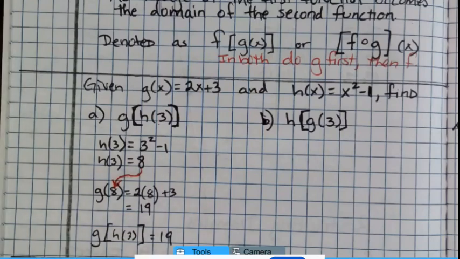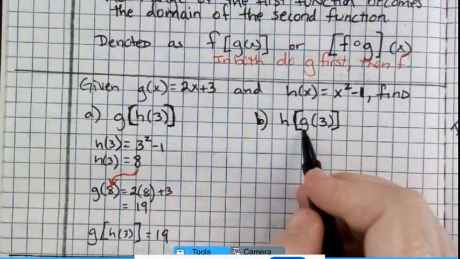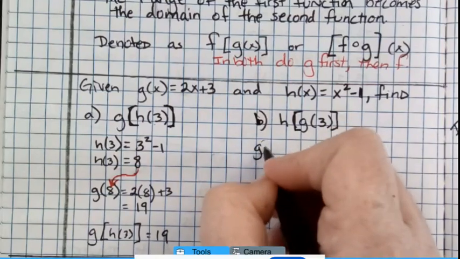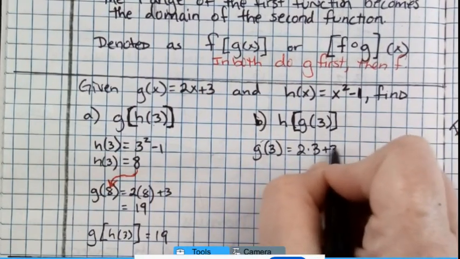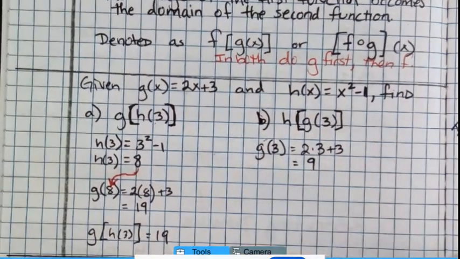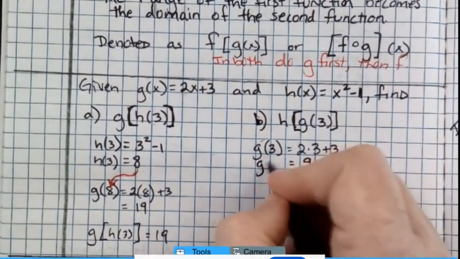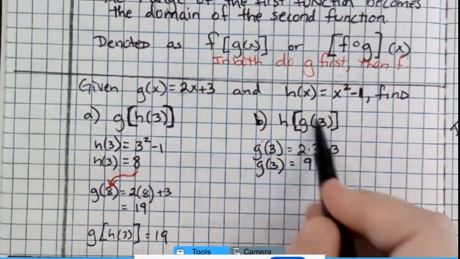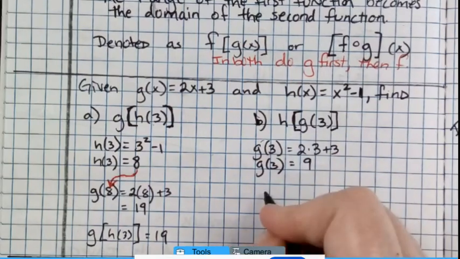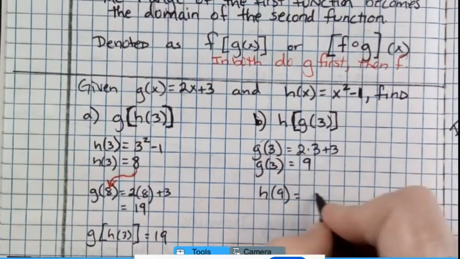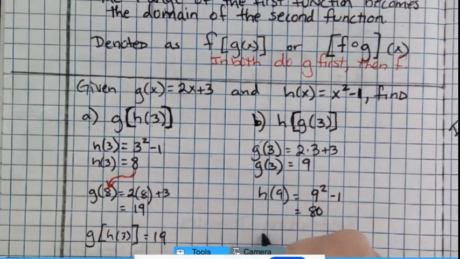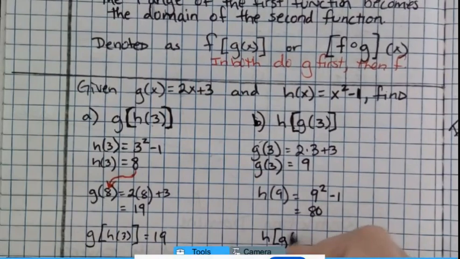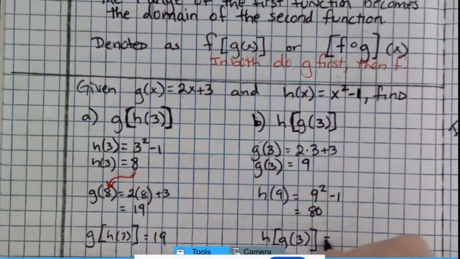On the other one, it's the same number, we just reverse the order. So now this is asking us to plug in 3 into g. So g of 3 is equal to 2 times 3 plus 3, which is 9. So now this becomes a 9. We would just substitute 9 in for this. So h of 9 is equal to 9 squared minus 1, which is 80. So h of g of 3 is equal to 80.